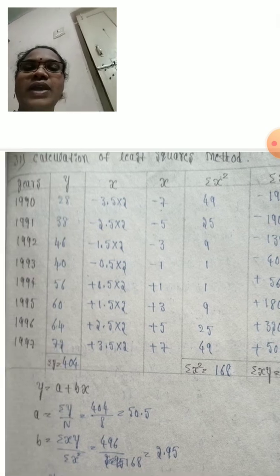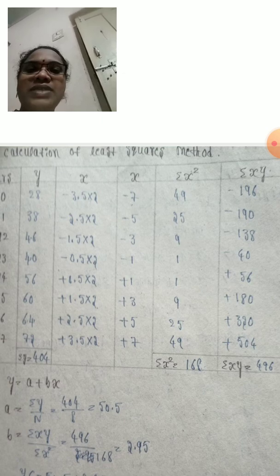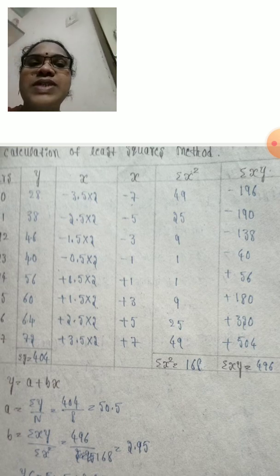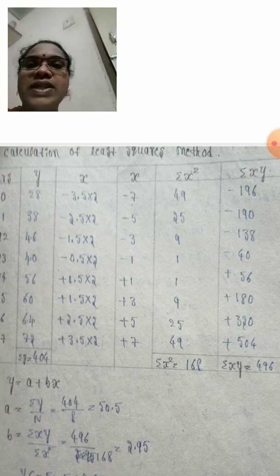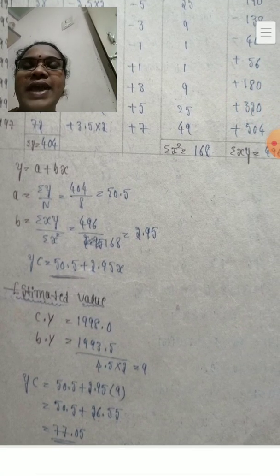Sigma x into y. 28 into minus 7, that is minus 196. 38 into minus 5, minus 190. 46 into minus 3, minus 138. 40 into minus 1, minus 40. 56 into plus 1, 56. 60 into 3, 180. 64 into 5, 320. 72 into 7, 504. Now we have to add the plus values, and from the plus values we subtract the minus values. Sigma xy equals 496.